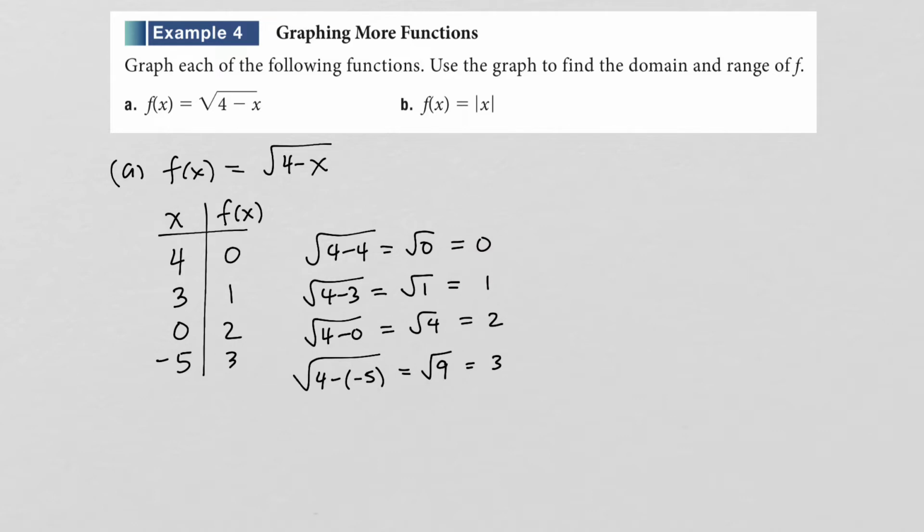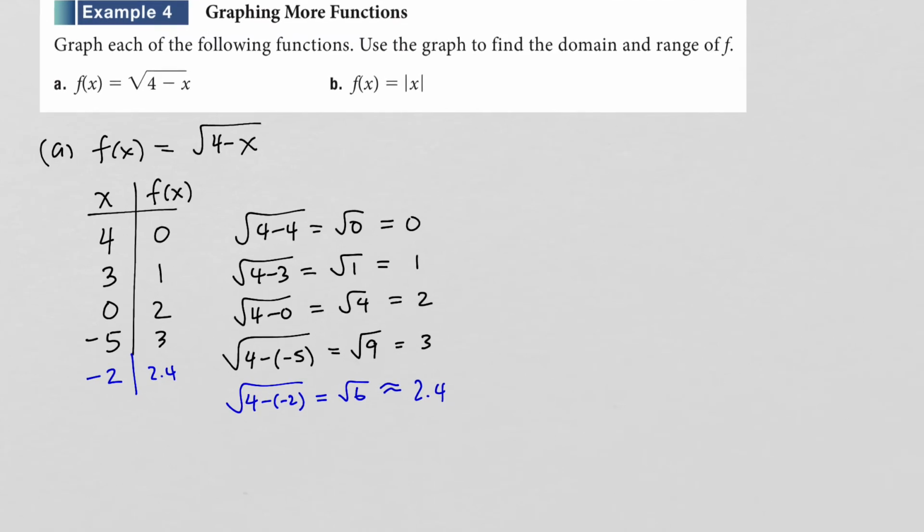Now, if you had picked something that was maybe not quite so nice, like maybe you picked x equals negative 2, for example, then you would get the square root of 4 minus negative 2, which would be the square root of 6. And then to graph that point, you would have to plug that into a calculator, right? So we would need to know how big is the square root of 6? If you plug that into a calculator, you'll find out that it's about 2.4. And then you could use that to help sketch your graph. Okay, but it's a lot easier if you just pick values that give you nice numbers. And that will come with experience.